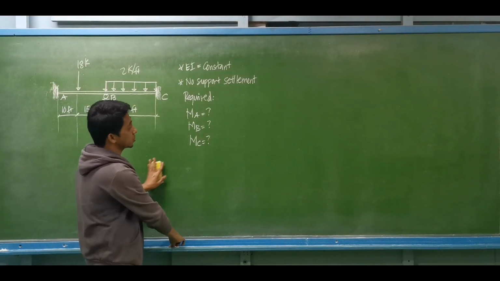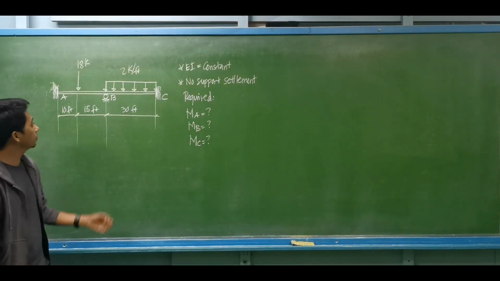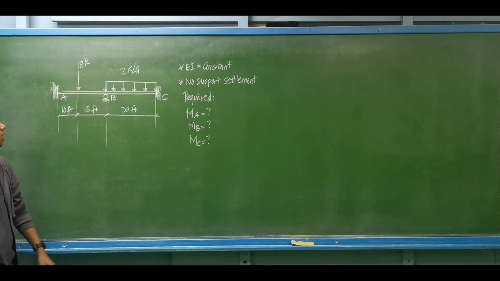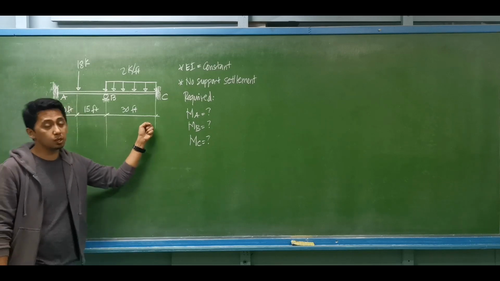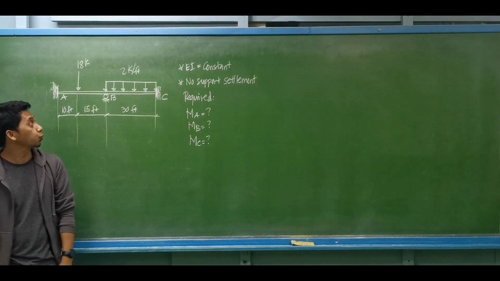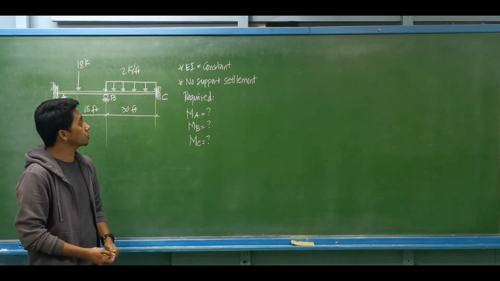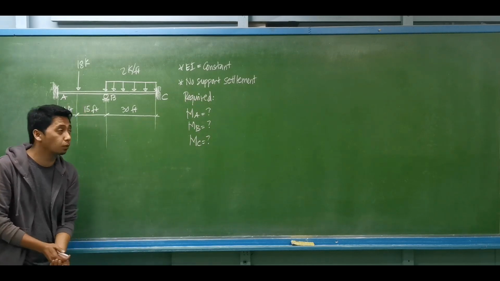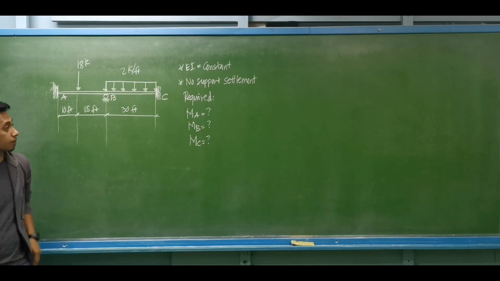Okay, so let's have another example for the slope deflection method. For example, we have this beam loaded as shown. For the span AB, we have 18 kips, 10 feet from point A. Then for span BC, we have a uniformly distributed load of 2 kips per foot. So we assume that EI is constant and no support settlement. We are required to compute the moment at A, the moment at B, and the moment at C.